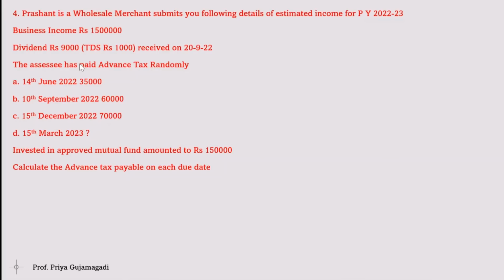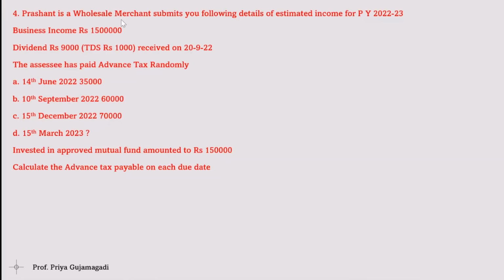Business income is rupees 15 lakh, dividend rupees 9,000, TDS 1,000. It is the same as the last problem. Actually our total dividend was 10,000 rupees; we got only 9,000 rupees and 1,000 is deducted as TDS. The first installment is 15th June, that is before this only. The second installment is 15th September, that is before this new income only. But on September 20th we got a new income, so the other two installments, third and fourth, will be calculated on the revised income.